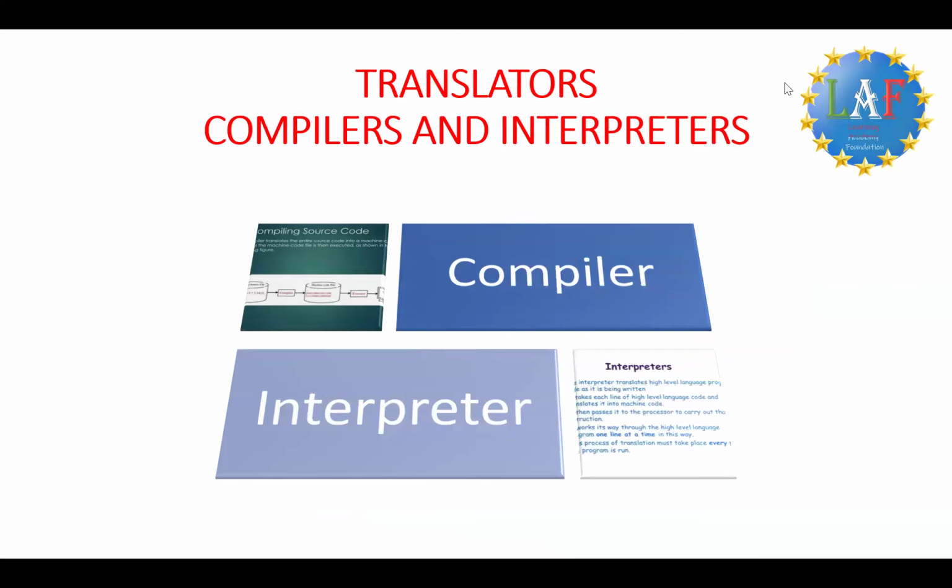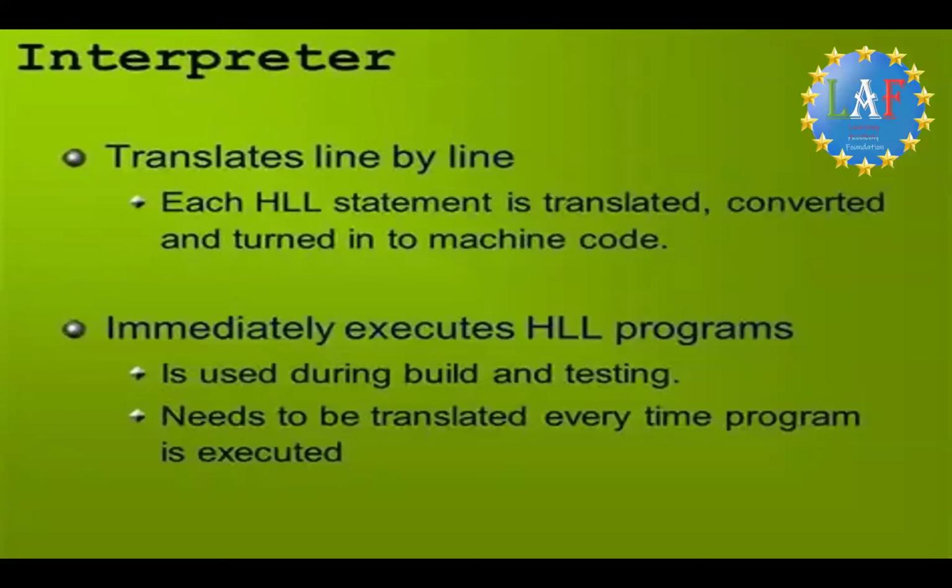And then we have the interpreter. An interpreter translates and runs the code line by line. It's slower, but great for testing and learning. So each high-level language statement is translated, converted, and turned into machine code. It immediately executes high-level language programs, is used during build and testing, and needs to be translated every time the program is executed.